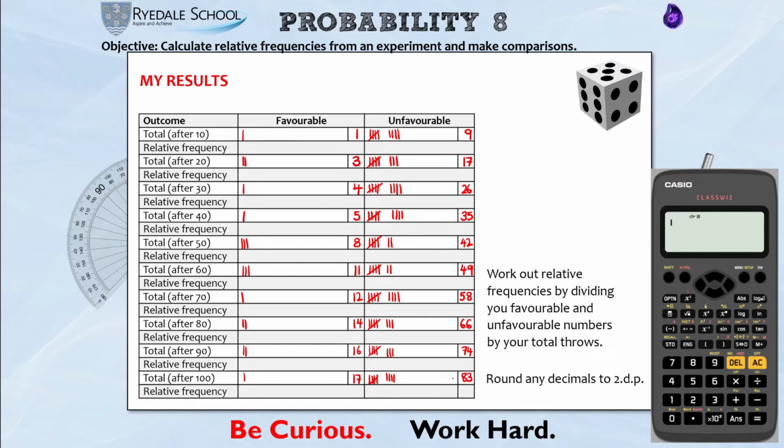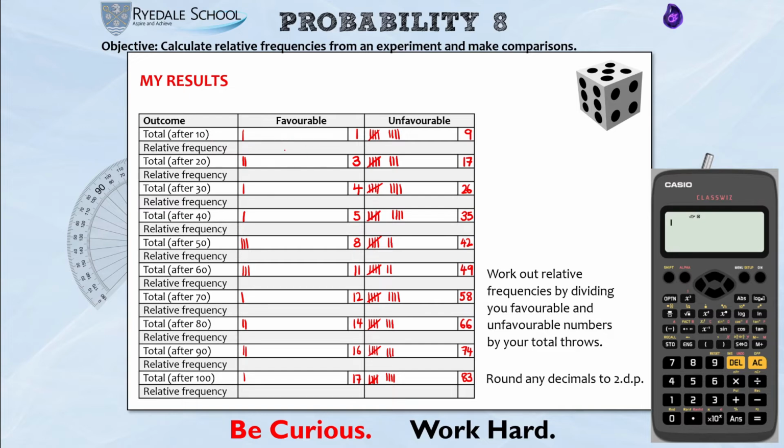Okay, I brought a calculator along with me for this because I might not be able to do every single calculation in my head, but also if we do get some nasty values on our calculator, we're going to round to 2 decimal places. So we are going to work out some relative frequencies. And the way that we work out the relative frequencies is we are going to do our number of favourable outcomes or our unfavourable outcomes divided by how many throws we'd had up to that point.